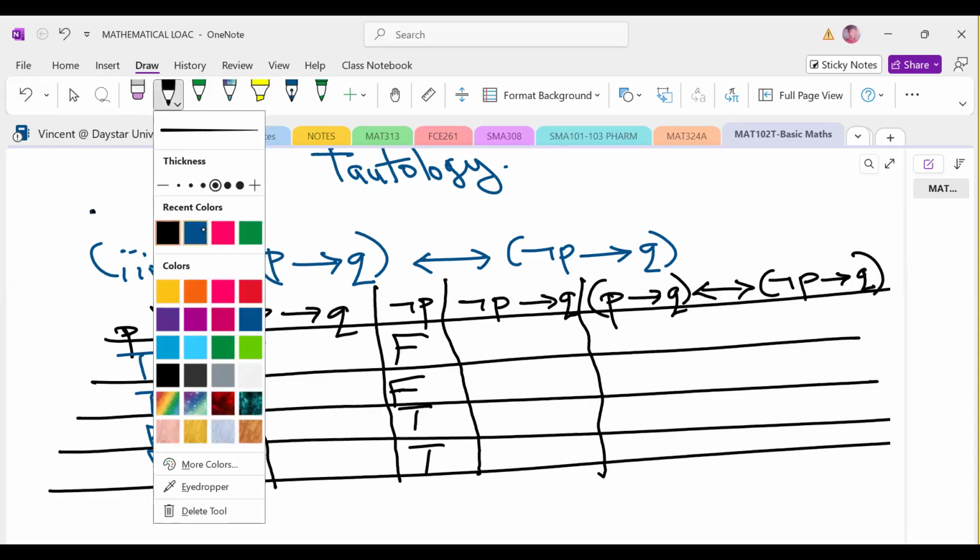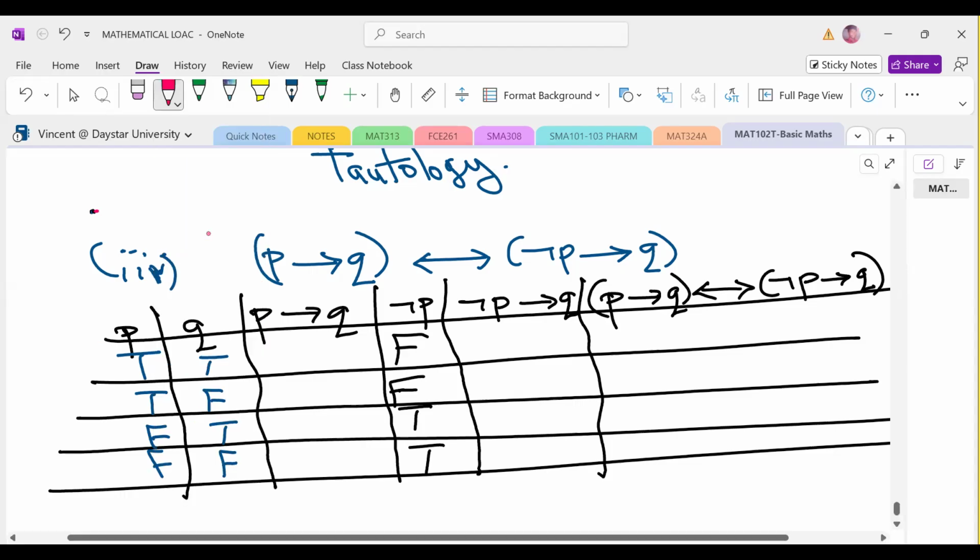So then now twende kwa hii number 3. So if I name this row 1, row 2, row 3, row 4. Now from our explanation on implication, which rows are likely to give us an F? Number 2. 1. 2 and 1 are possible candidates for getting an F.